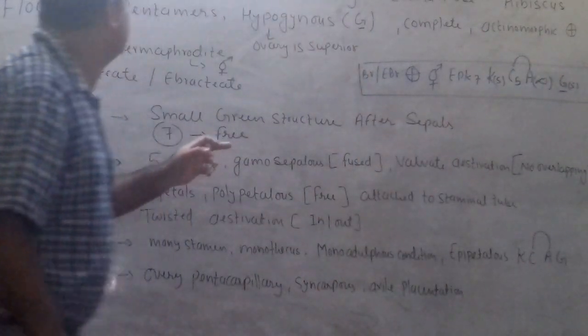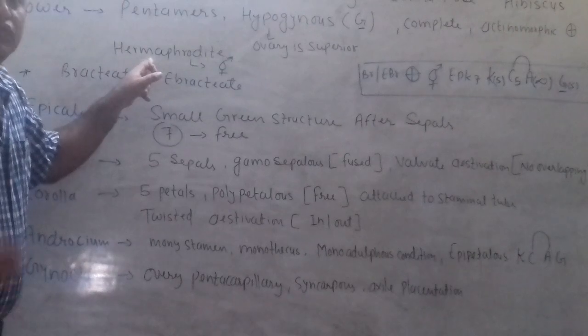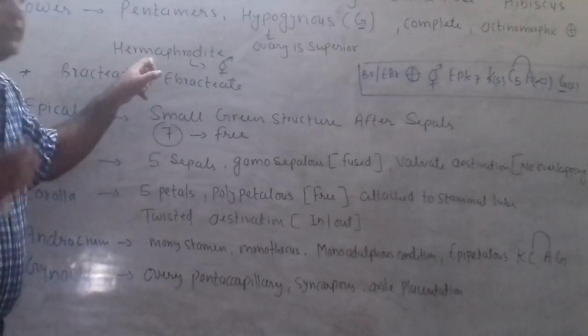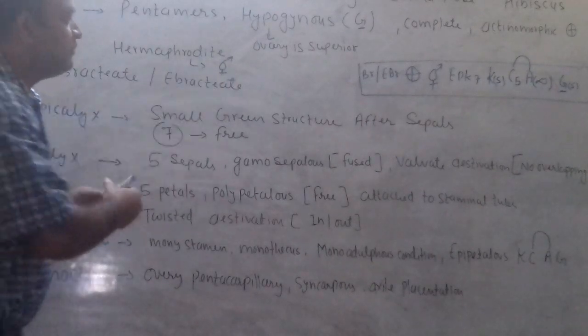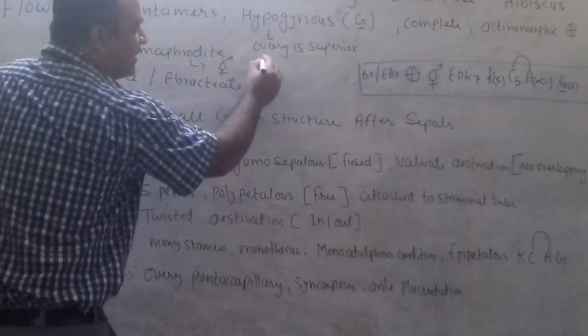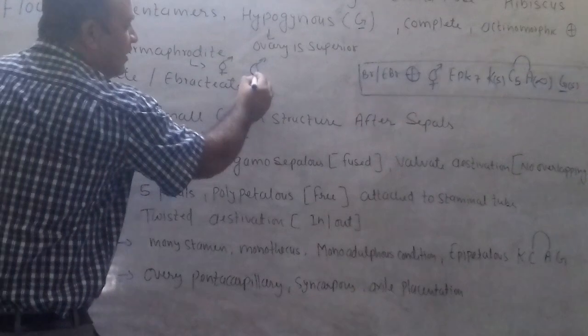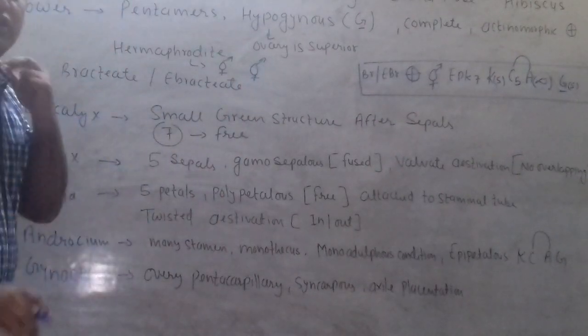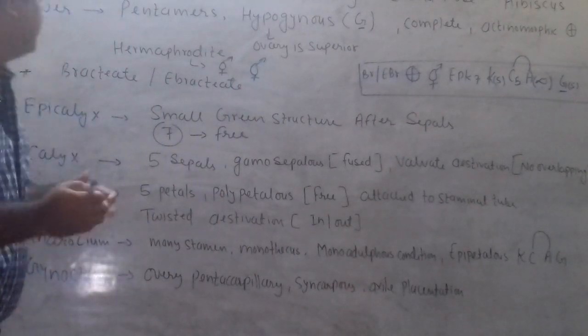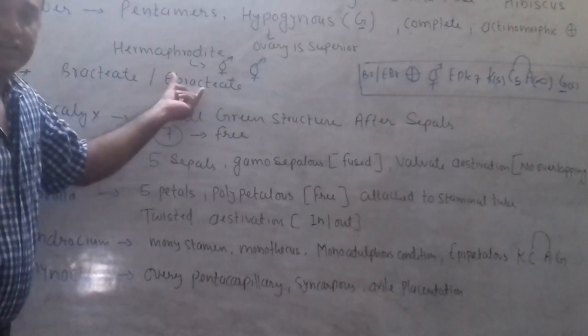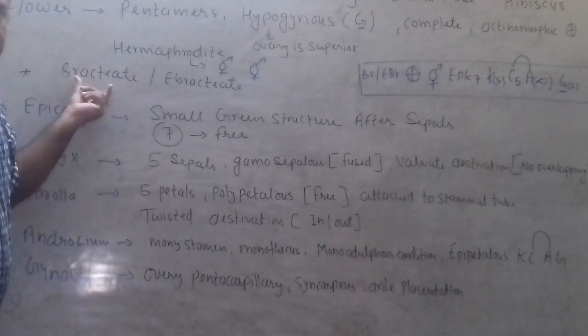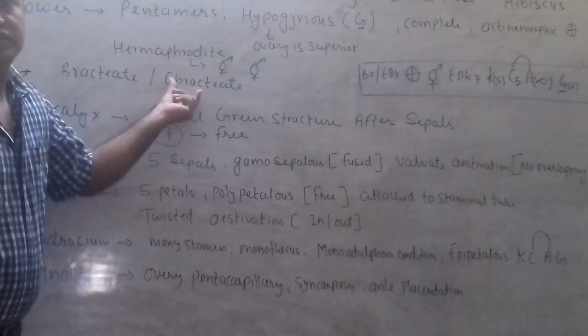Okay. It is hermaphrodite. What is the meaning of hermaphrodite? That means the flower is bisexual. And what is the symbol of bisexual? We have to make it like this, male and female both. This is the symbol of a bisexual flower. And the flower may be bracteate or ebracteate. If bracts are present, then bracteate. If bracts are absent, that means ebracteate.